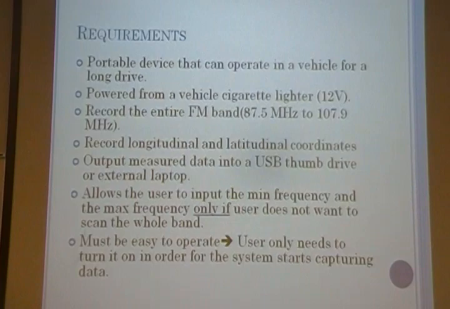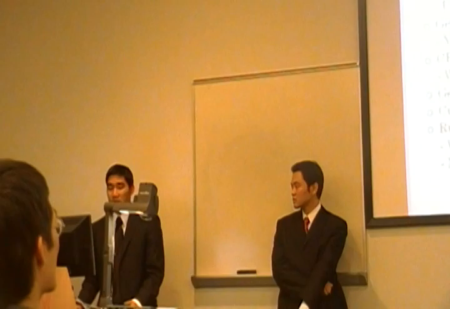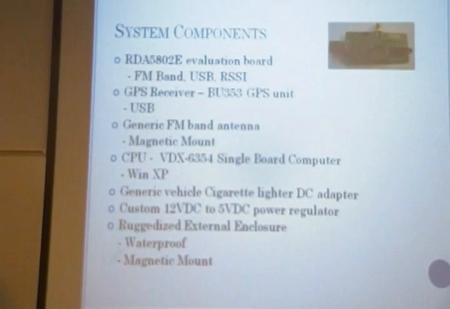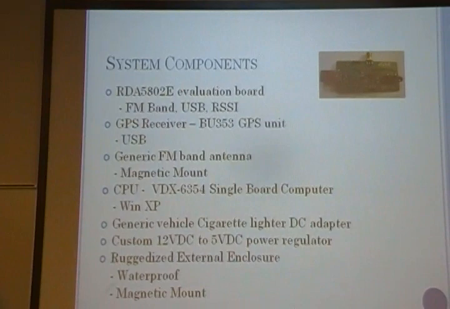Now we're going to be talking about system components. Pretty much the heart of our project is the FM receiver. This is actually very difficult to find. It's an integrated chip that is able to change frequencies, record those frequencies, and calculate the RSSI. RSSI is a received signal strength indicator. This chip uses its own version of RSSI, however, we convert it to dBm, which is the industry standard.